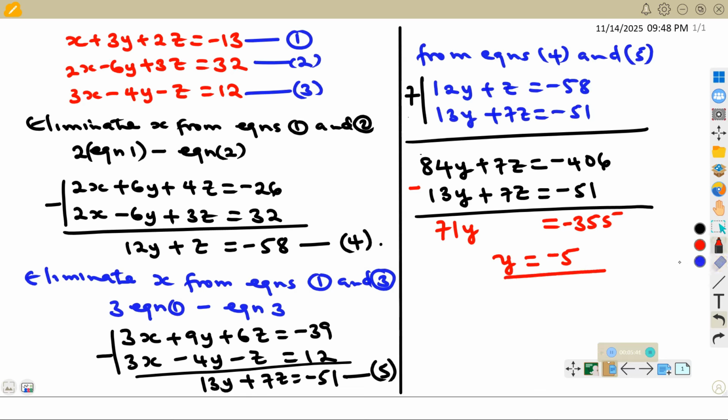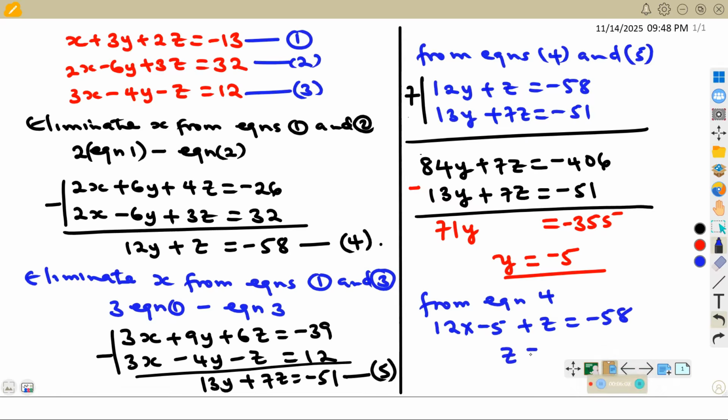From there we go on and get the value for z. From equation number 4, we have 12 times y, which is negative 5, plus z, which is equal to negative 58. So z is negative 58 minus 12 times negative 5. That is negative 58 plus 60, which is positive 2. So the value of z is positive 2.